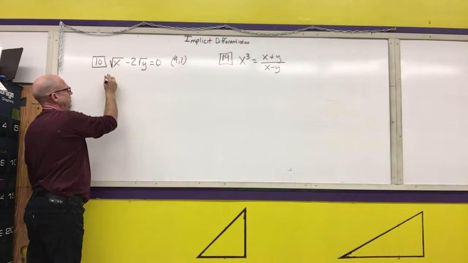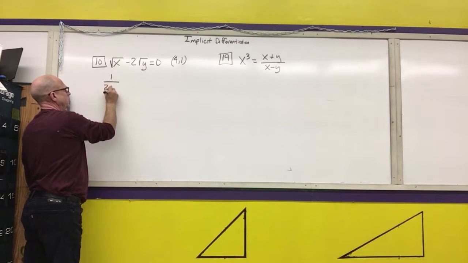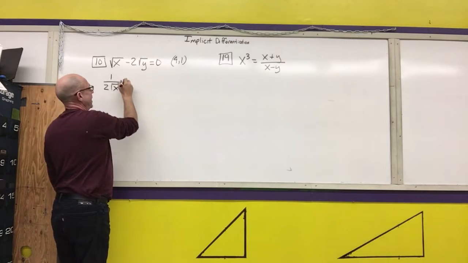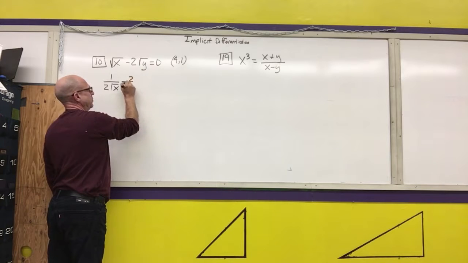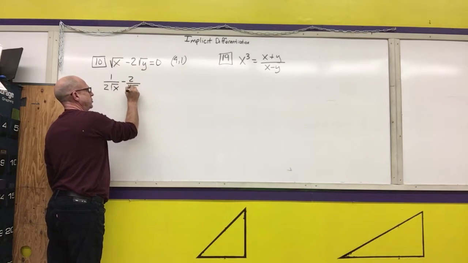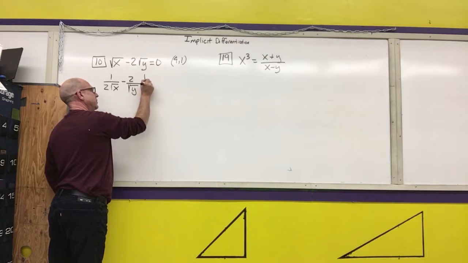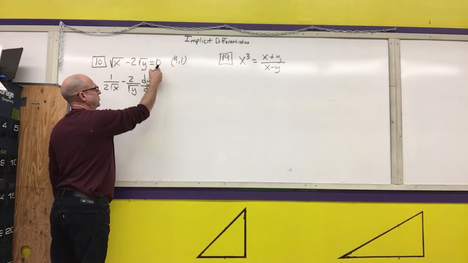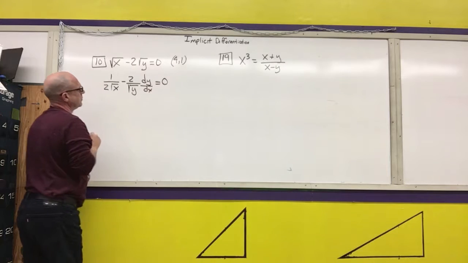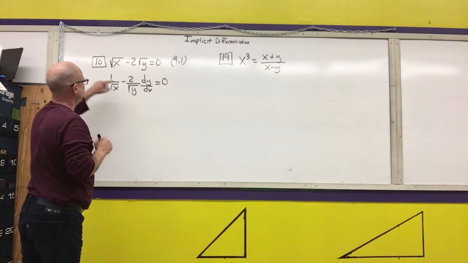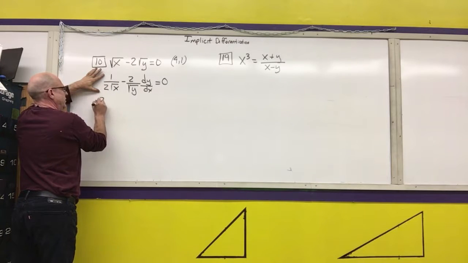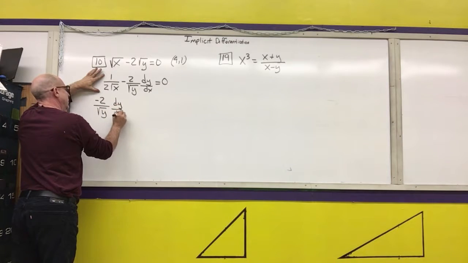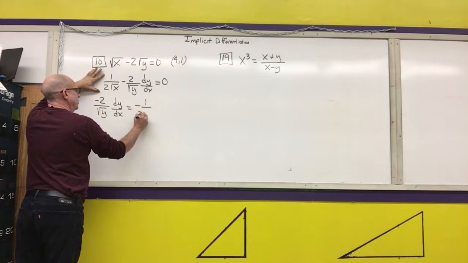Derivative of square root of x is 1 over 2 square root of x, minus 2 times the derivative of square root of y, which is negative 2 over square root of y times dy/dx. Derivative of 0 is 0. Now I need to solve for dy/dx. I'm going to subtract 1 over 2 square root of x from both sides. So I get negative 1 over 2 square root of x.